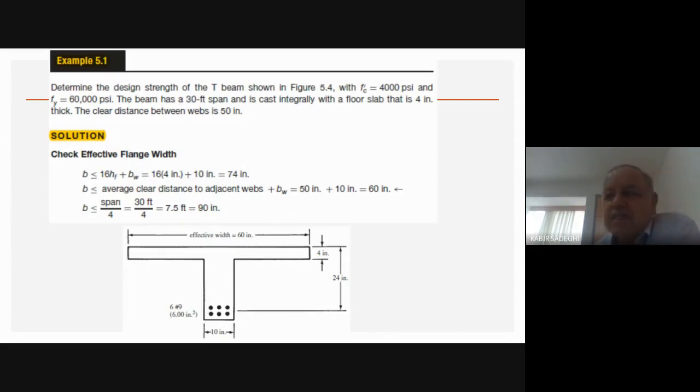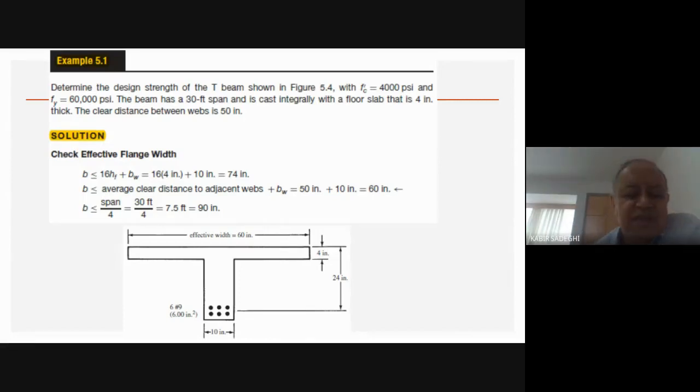Therefore, in example, it says determine the design strength of the T-beam shown in the figure when f'c, the characteristic strength of concrete, is given 4,000 psi, pound per square inch. And Fy, the yield strength of the steel, is given equal to 60,000 psi. The span length of the beam is given 30 feet. And also the thickness of a slab is 4 inches. And the clear distance between the webs is 50 inches. It means that the distance between adjacent beams is 50 inches.